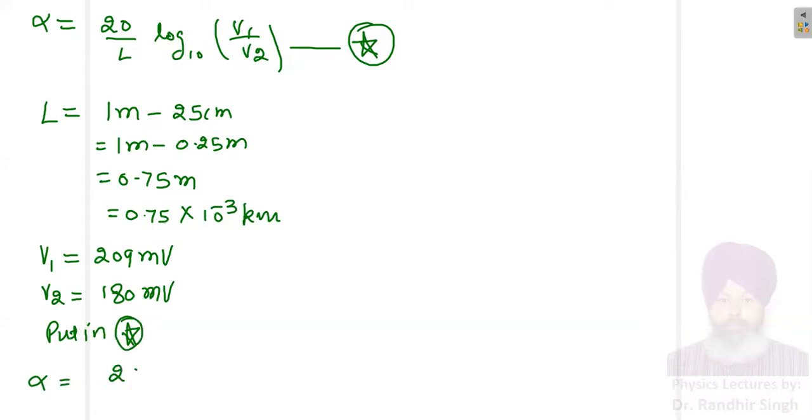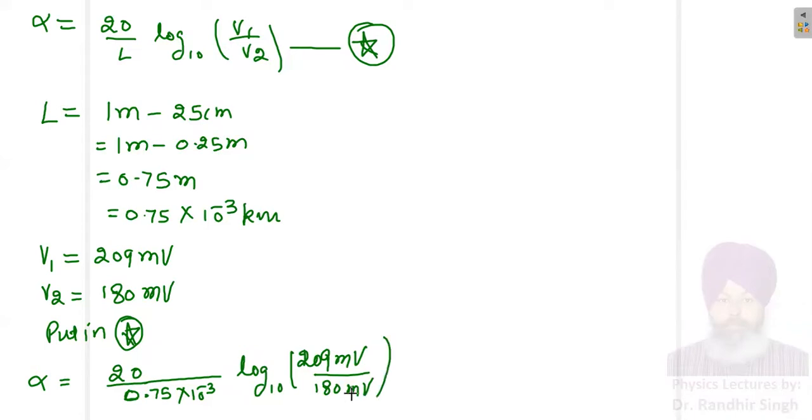Alpha will be equal to 20 upon L. So L will be 0.75 into 10 raised to power minus 3, and log to the base 10, and V1 was 209 millivolt, and this will be 180 millivolt, and millivolt and millivolt will get cancelled. This was actually kilometer.